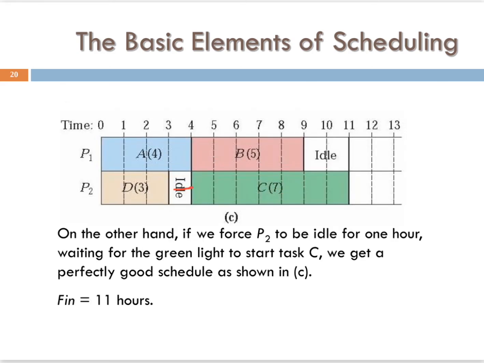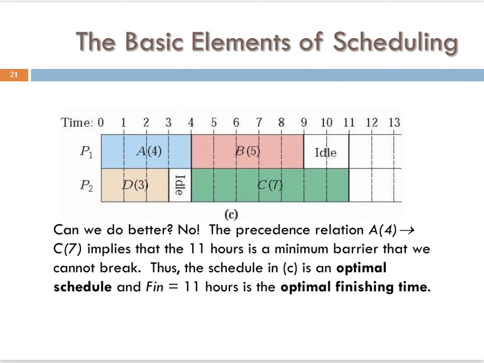So what happens if we just push it this way a little bit? So we just make a little bit of idle time. Once they finish D, we're going to give them a little bit of idle time. All right, now our finishing time is at 11 hours, which in this case, it's actually the optimal time. We can't do any better. No matter how we shift them around, we're going to have that little bit of idle time there. So we call this the optimal finishing time.